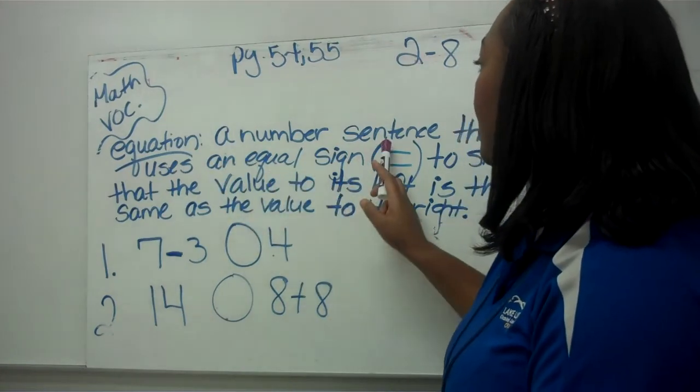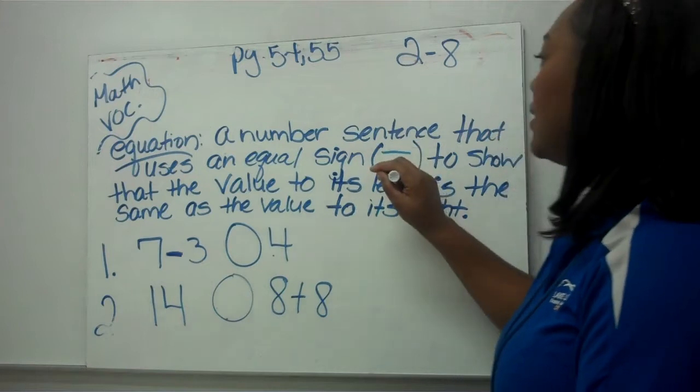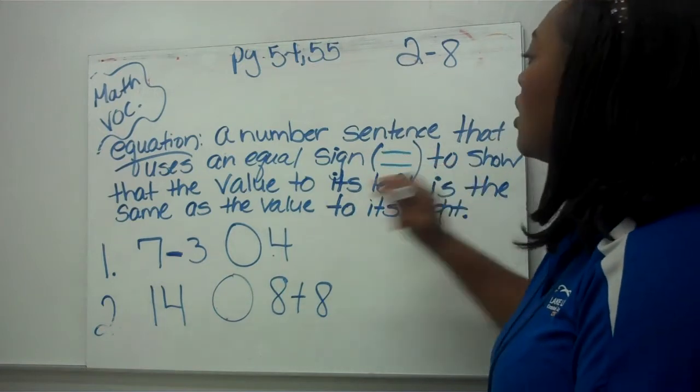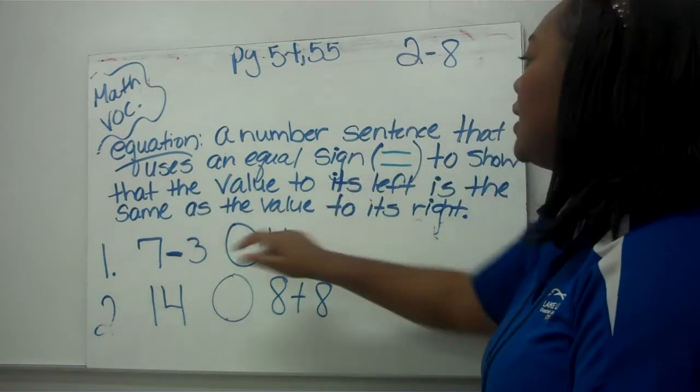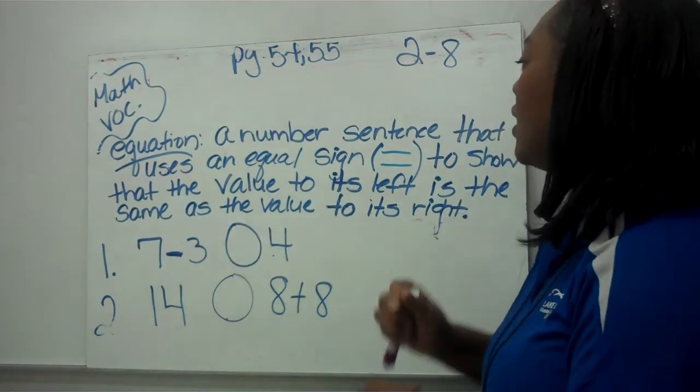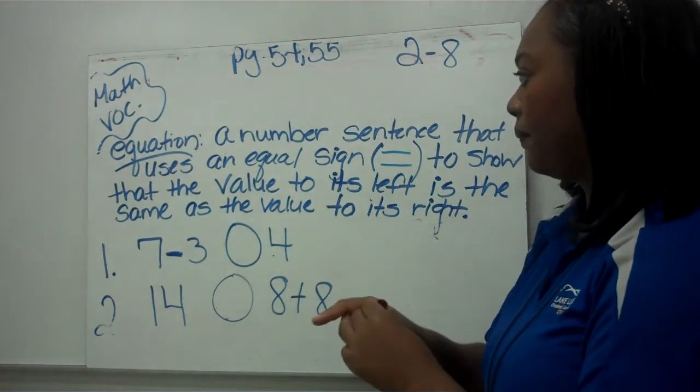An equation is a number sentence that uses an equal sign, and this is the symbol we use for equal, to show that the value to its left is the same as the value to its right. So for instance, let's look at number 1.